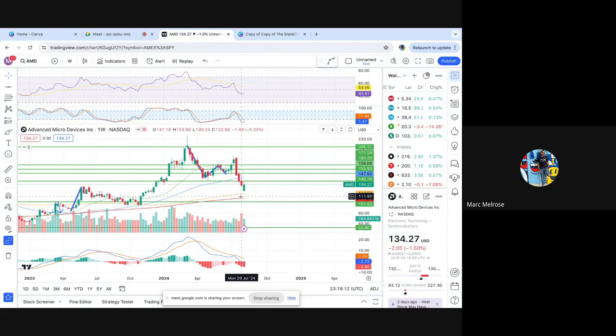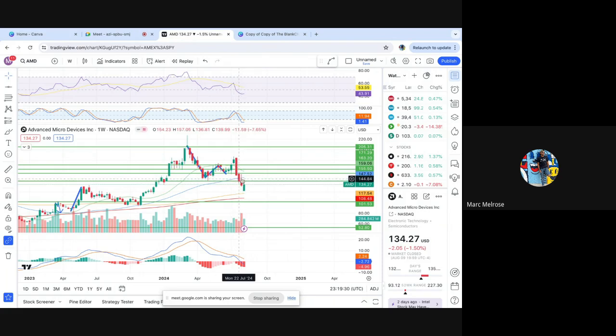We can see on the weekly chart, testing these moving averages. It looks like it's rejecting these moving averages. And then from this rejection, we're seeing it trying to test this resistance. Can it break above this resistance? If it breaks above this resistance, then we could be seeing this get back to 155.